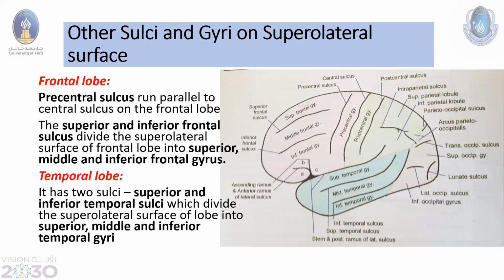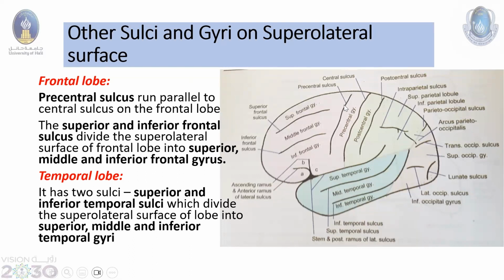Now coming to some other important sulci and gyri on the superior lateral surface. As we already saw the central sulcus, and we also saw the precentral and postcentral gyri. Just in front of the precentral gyrus is the precentral sulcus, and behind the postcentral gyrus is the postcentral sulcus.